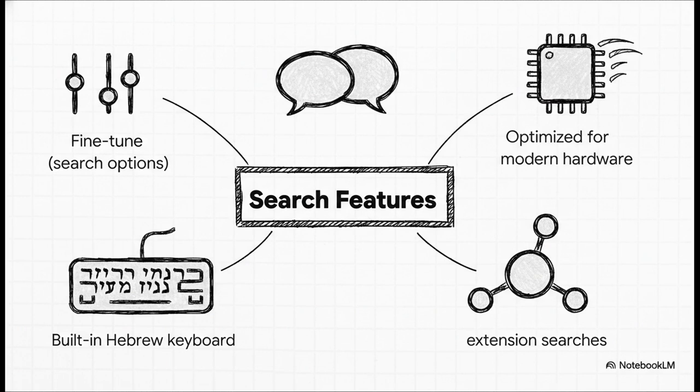And this search function is packed with features that are meant to make it super powerful, but also really easy to use. It's all optimized for modern computers, so it's fast. And get this, you don't even need to know Hebrew because it's got a built-in keyboard and dictionaries for both English and Hebrew. Now that extension searches feature, that's really interesting. It automatically scouts around for related words that pop up near your main search term, almost like it's trying to piece together a whole message for you.